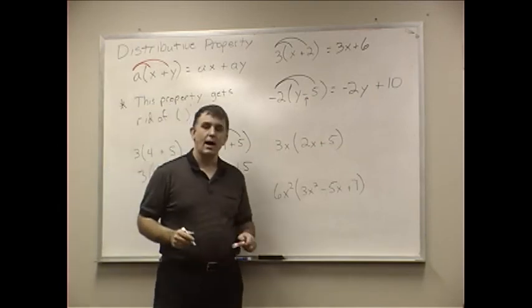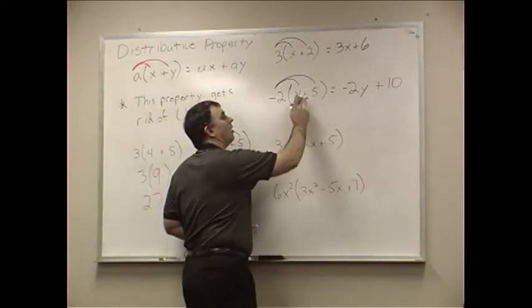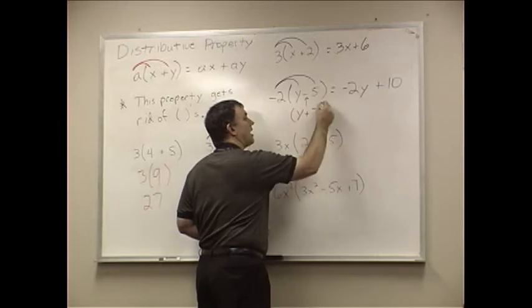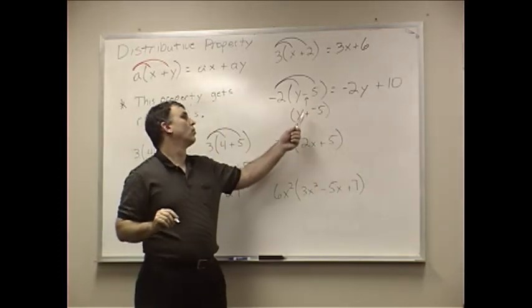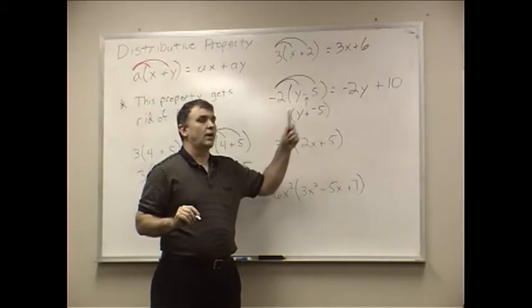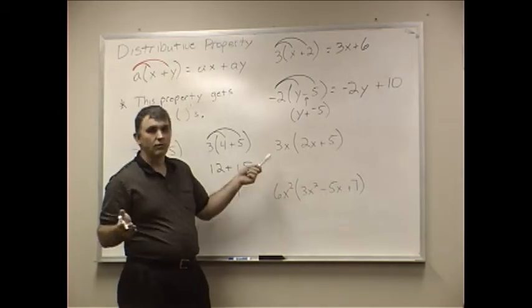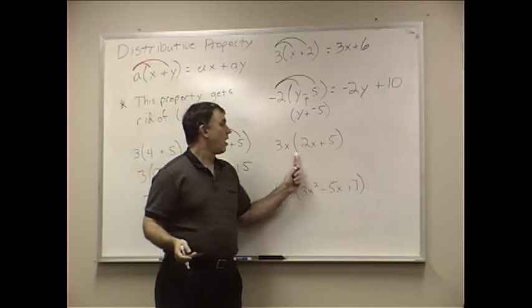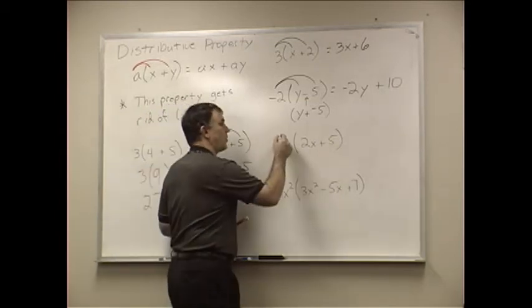Now some people will say, how do you know that's negative? Well, subtracting is the same as adding the opposite. So if I were to make that a plus symbol, minus 5 is the same as plus a negative 5. So it makes it negative. You can just take a little shortcut there. All right, look at the third example.